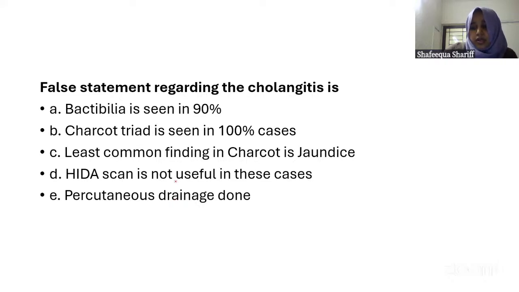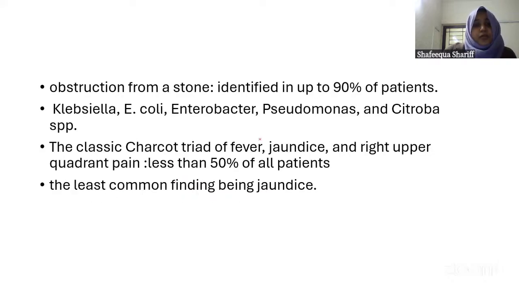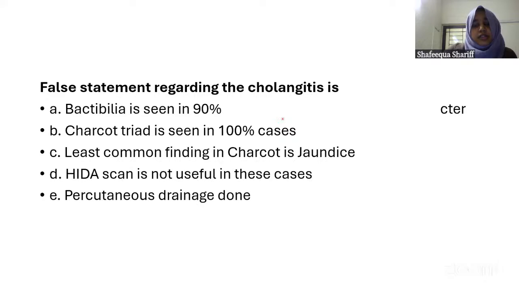So what is Charcot's triad? Whenever there's an obstruction from a stone, bacteria is identified in 90% of the patients, and these are the common organisms that cause infection. The classic Charcot's triad is fever, jaundice, and right upper quadrant pain. And it is present in less than 50% of all the patients, the least common finding being jaundice among the three. So the answer is B. This is the false statement, because only in 50% of the cases Charcot's triad is seen.